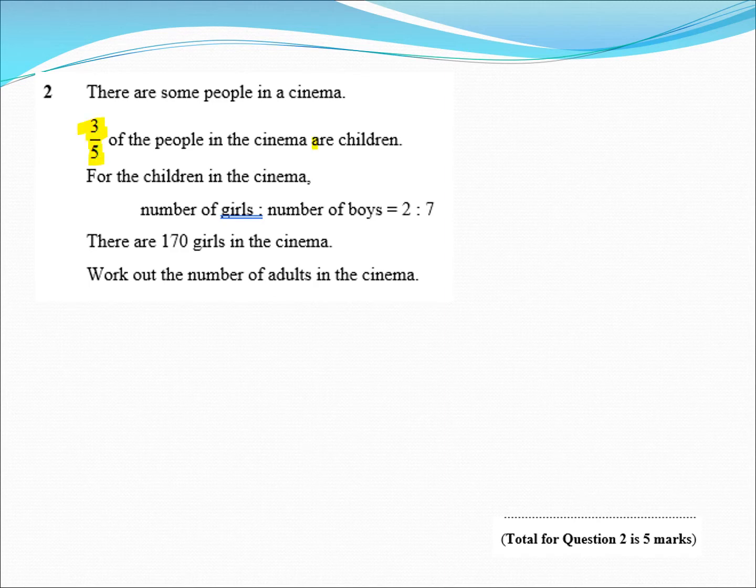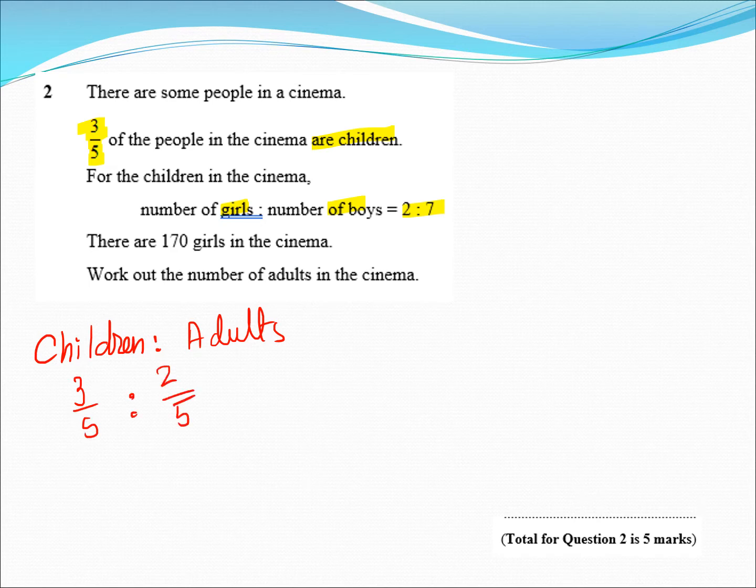3/5 are children, and girls to boys, the ratio is 2 to 7. Okay, so if you say 3/5 are the children, we can first start off by doing children to adults, which is 3/5 to 2/5, because if I add the 3/5 and 2/5, I get 1 whole. So if 3/5 are children, obviously there are 2/5 adults. If I simplify the ratio, I get 3 to 2.